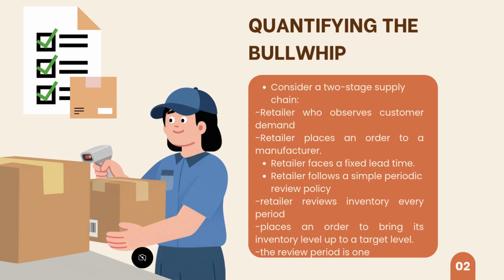The retailer places an order to bring its inventory level up to a target level. The retailer has a target inventory level that should always be maintained. If the current stock is lower than the target, the retailer orders enough products to restore inventory back to the desired level. The review period is one. This means the retailer reviews inventory once every period. For example, if one period equals 1 week, the retailer checks inventory and places orders every week.